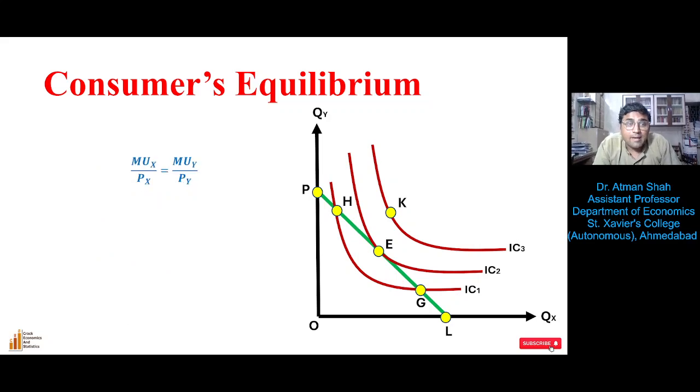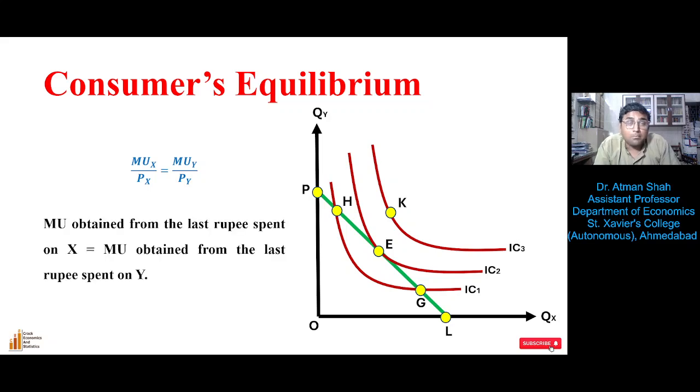So now when we say MUX upon PX is equal to MUY upon PY, it means that the marginal utility obtained from the last rupee spent on commodity X is exactly equal to the marginal utility obtained from the last rupee spent on Y, and therefore the consumer is indifferent between X and Y.